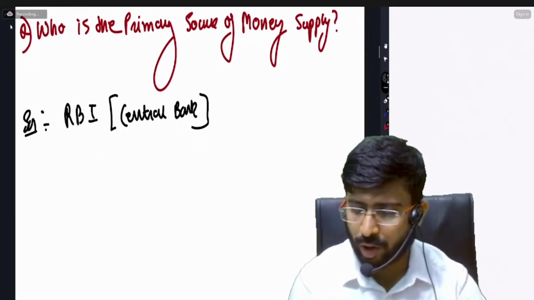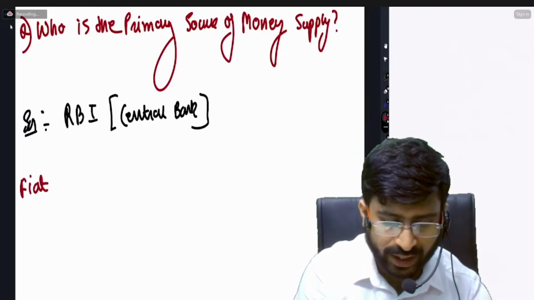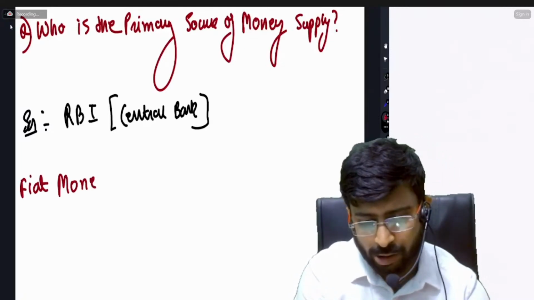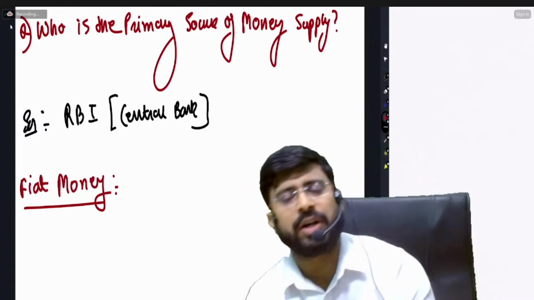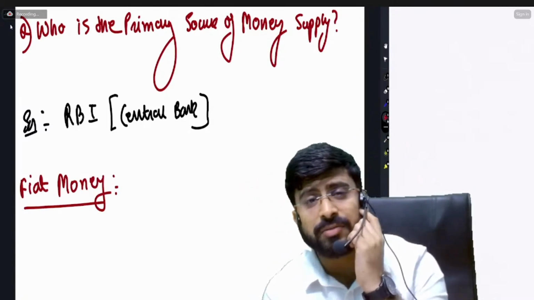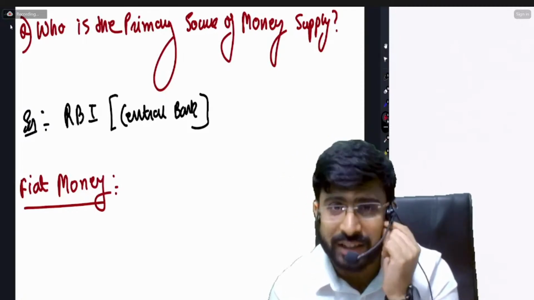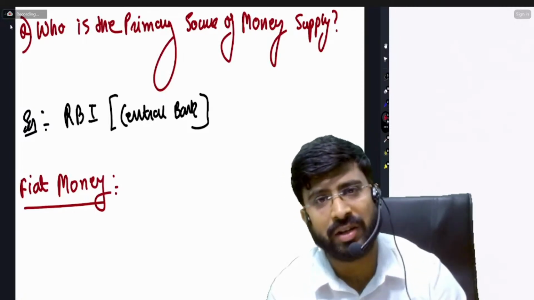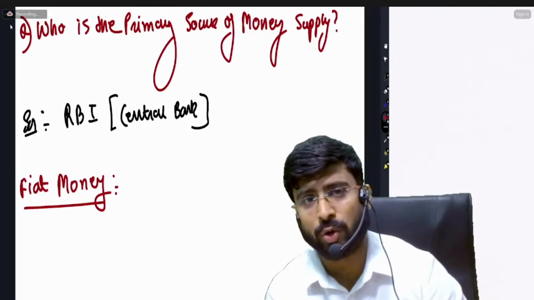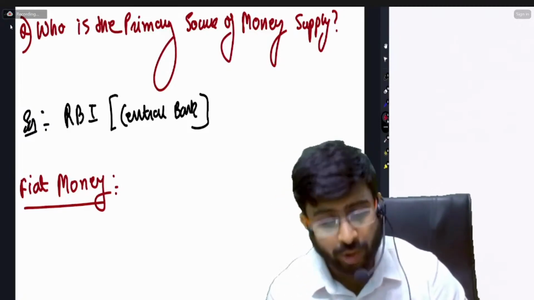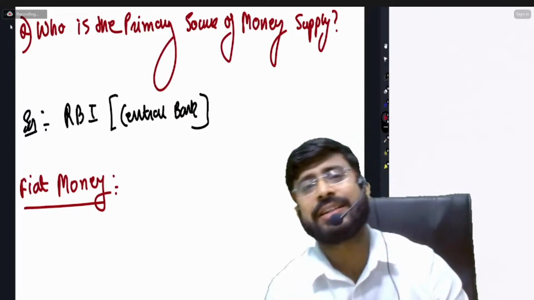Then comes the concept of fiat money. What is fiat money? The money that we have, 500 notes, 200 notes, why is that money? Because it is backed by the government. The government is promising to pay a sum of 500 to anybody holding a 500 rupee note. Yes or no? So that is fiat money, everyone.